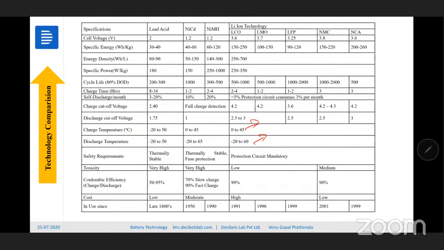So overall, what we can say is, the main parameters that we have to compare when selecting the cell are cell voltages, specific energies or energy densities in terms of volume, specific power and cycle life. Okay. So these are the primary parameters and the next ones will be the secondary parameters. When comparing the primary parameters, lithium-ion stands highest compared with other technologies. So that's the main reason we are mainly focusing on lithium-ion cell technology. I hope you got a clear idea of why we are going for lithium-ion technology and the reasons for that.